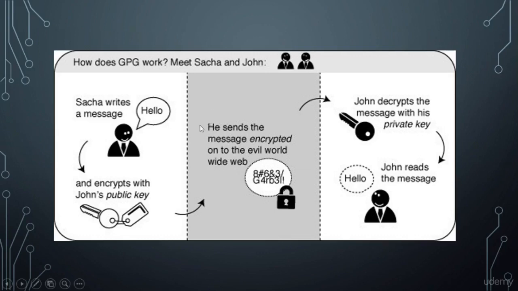It doesn't matter if the message is intercepted in the middle, when it's being transferred across the deep web or the darknet. As long as he has his private key, he is the only one who can access the message, or the files that were being sent to him. And as you can see, John reads the message, hello.